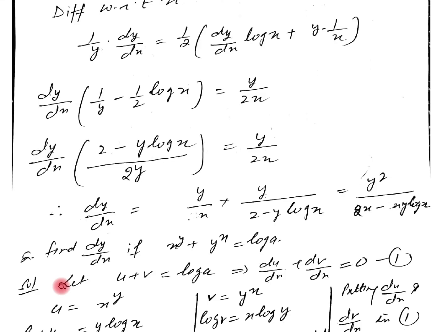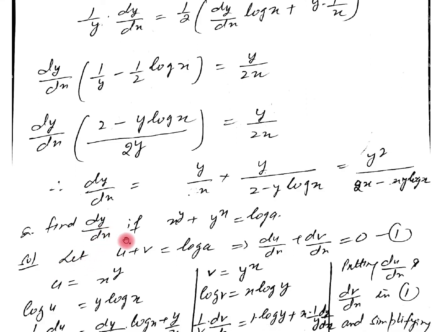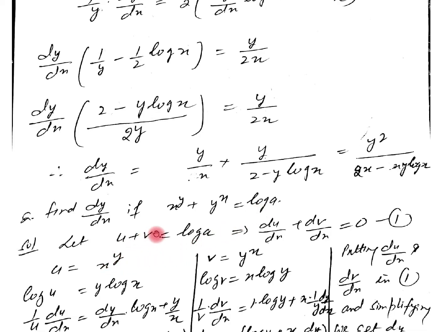Now see another question. Find dy by dx if x raised to power y plus y raised to power x equal to log a. Again the sign of plus is there, so we cannot take log both sides. We suppose one function u, another function v, and then we start our question. Let u plus v equal to log a. Therefore, this implies du by dx plus dv by dx equal to 0, because log a is a constant quantity. Its derivative will be 0.